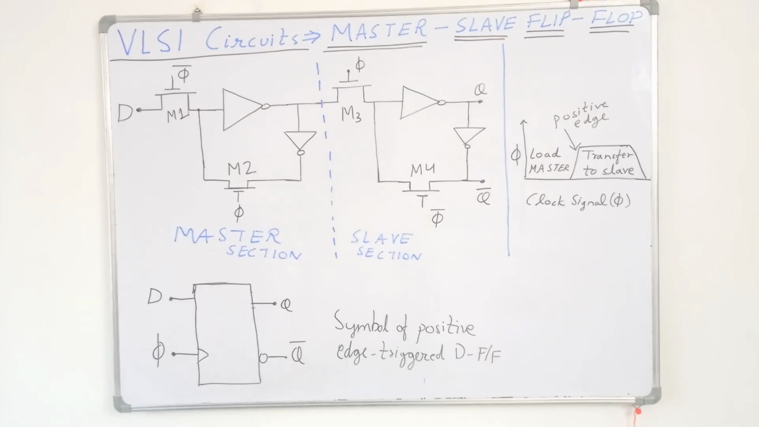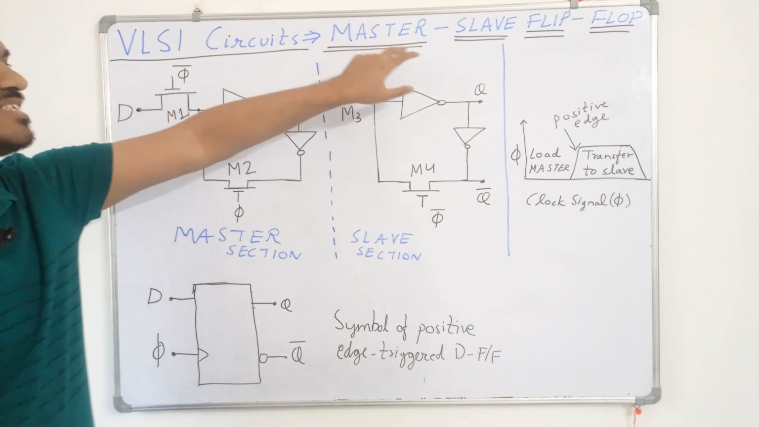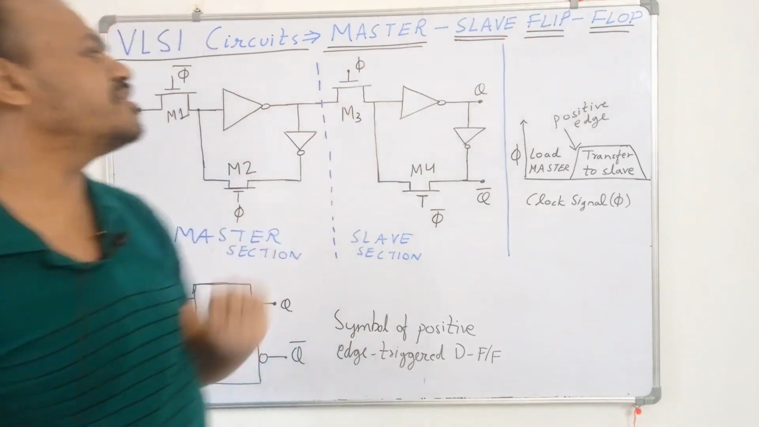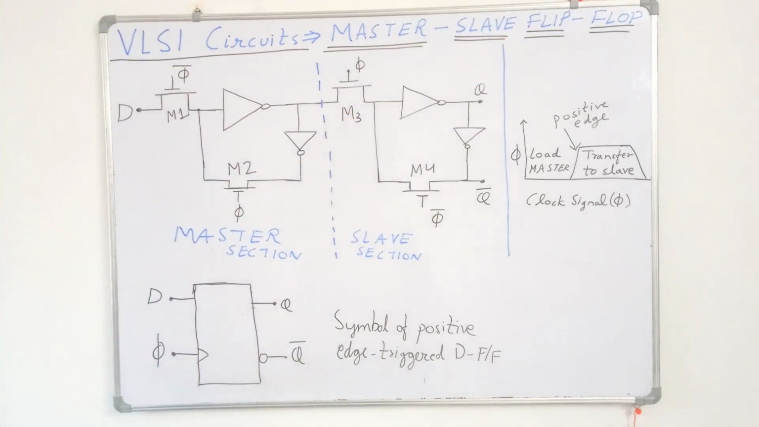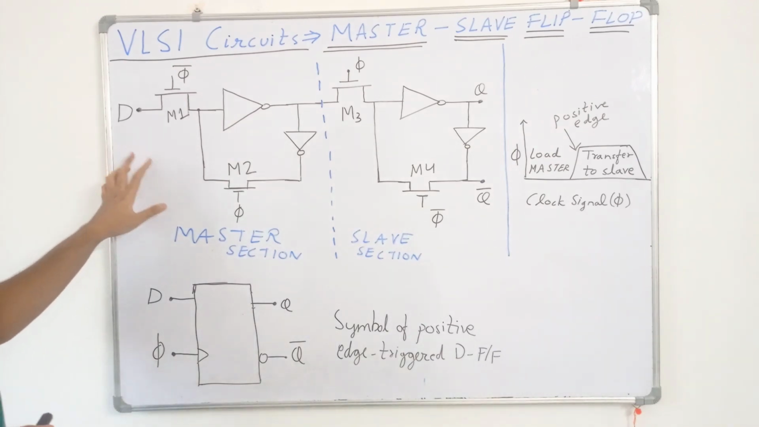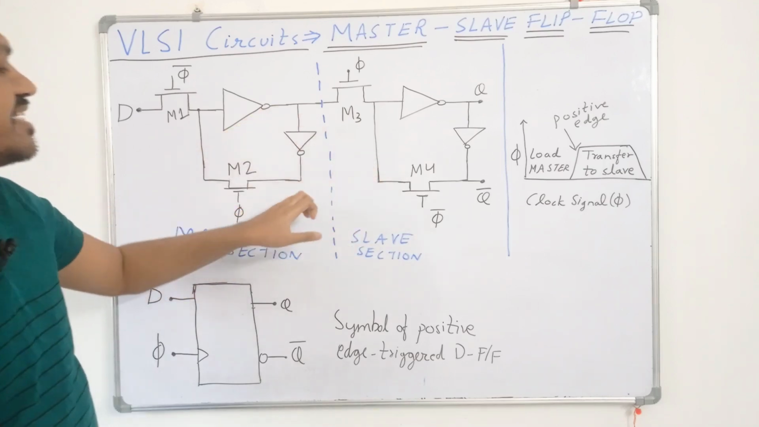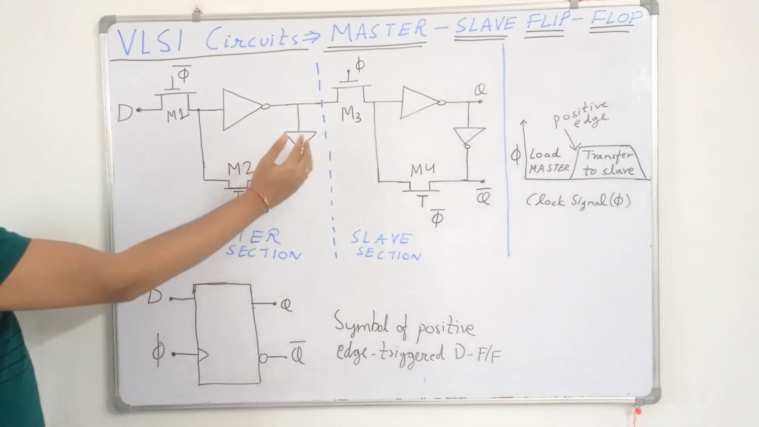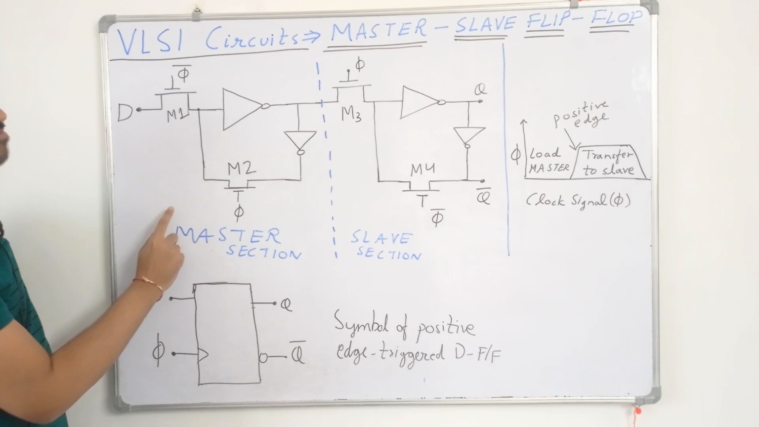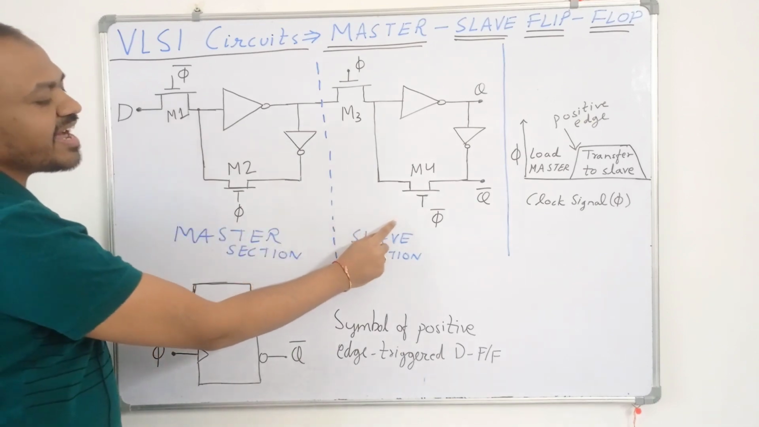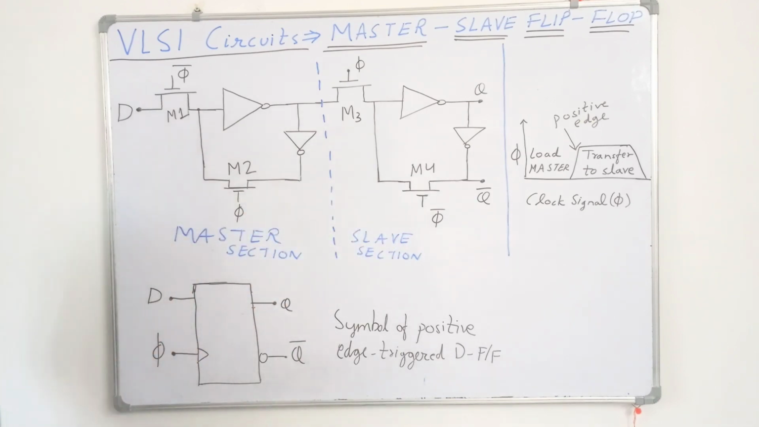Welcome. In this video, we are discussing VLSI circuits and the master slave flip flop. As you can see, this is the master slave flip flop, and it is obtained by cascading two oppositely phased D latches. On the left hand side we have the master section, and on the right hand side we have the slave section, and these are oppositely phased.